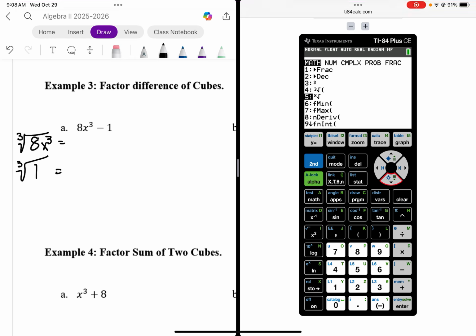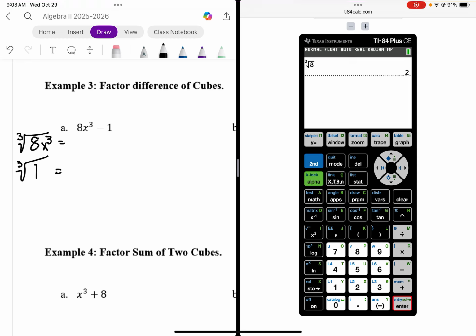Number 5, you can put in whatever index there. So if you needed to take the 7th root, you would use number 5, and it would allow you to put a 7 there. But for now, we only need the cubed root, so we'll hit math, and then number 4 for the cubed root.